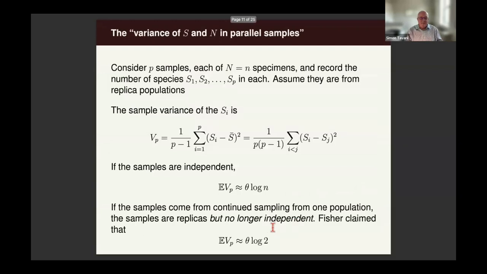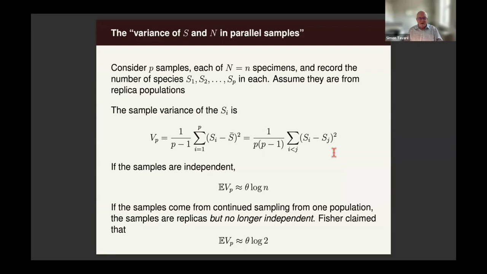So one of the things, though, that he introduced in this paper, for the case P equals 2 samples, is what is the variance in replica populations of these S's, the number of species you see, if each of your samples has size little n. So the general setting, if we have P samples, the sample variance of the S's is this little formula, the usual statistical version of a variance.